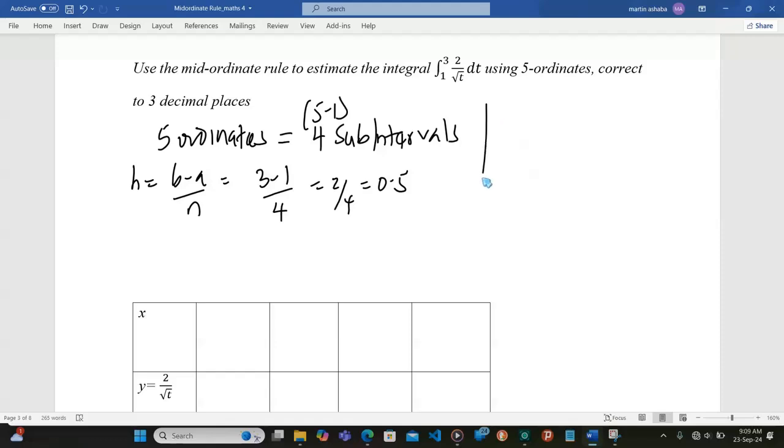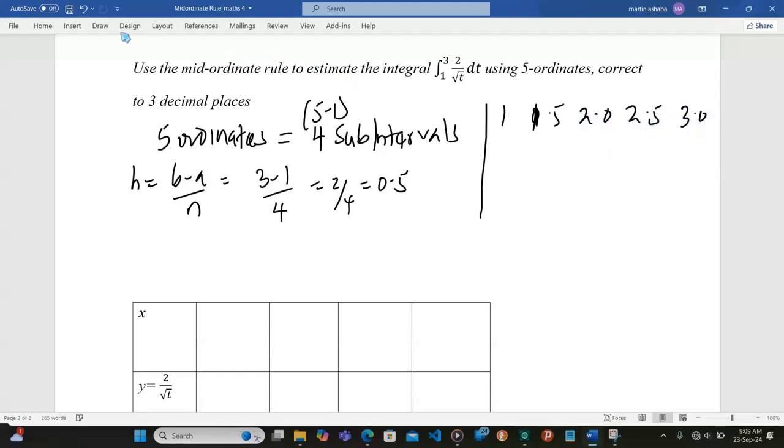Meaning, we are going to be moving from 1 to 3, but getting points between 1 and 3 at a spacing of 0.5. So if we start from 1, we will be going to 1.5, okay? From there, we will be going to 2.0, 2.5, and therefore to 3.0.